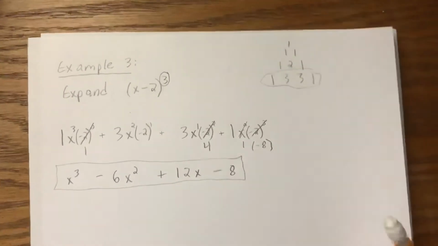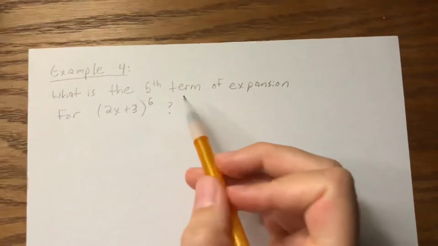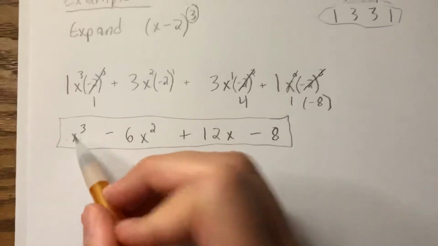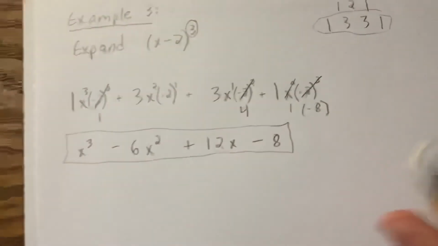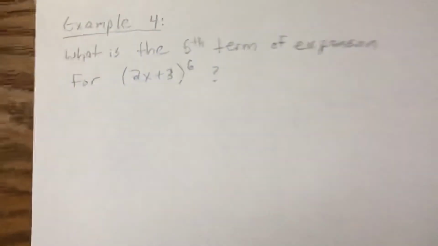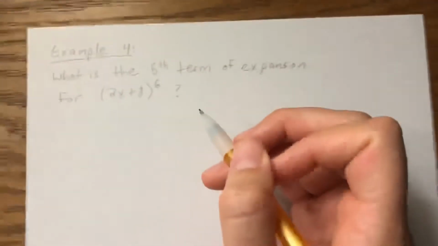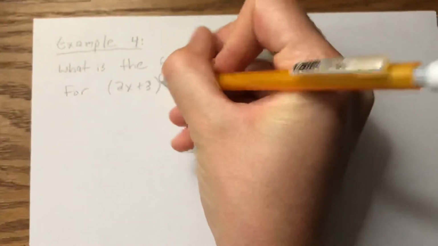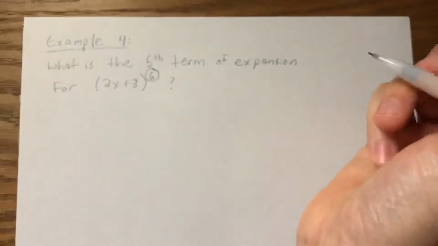Just a couple more examples. Something you might see would be not just to expand it, but what is the 5th term of expansion for this binomial right here? So like on this last one we just did, this would be the 1st term, the 2nd term, the 3rd term, and the 4th term. This one wants the 5th term. So I don't have to do the whole thing. I just need the 5th term. And so let's go ahead and get started. This is a 6, so I need the 6th row from Pascal's triangle.